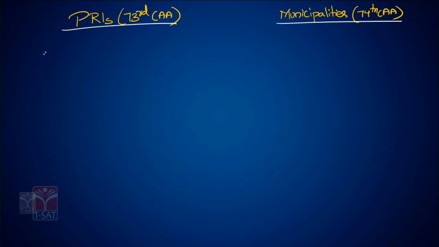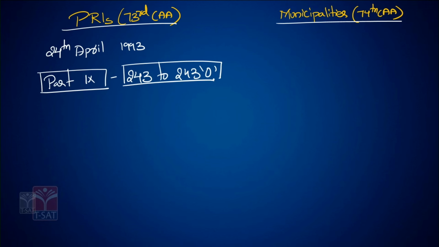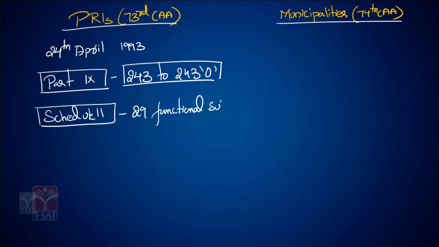This act came into force on 24th April 1993. The 73rd Constitutional Amendment Act added Part 9 of the Constitution. And this Part 9 is discussed from Article 243 to Article 243O. The 73rd Constitutional Amendment Act added Schedule 11 of the Constitution, which consists of very important 29 functional subjects, to be performed by the Panchayati Raj institutions.